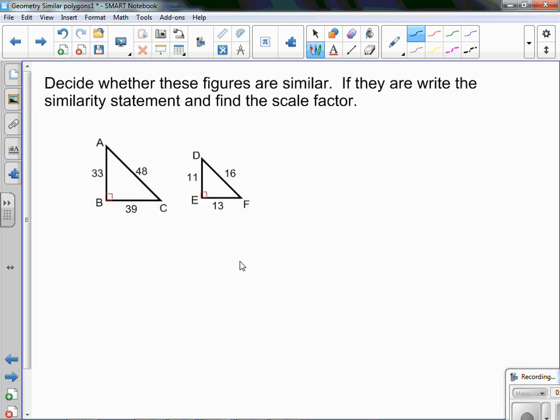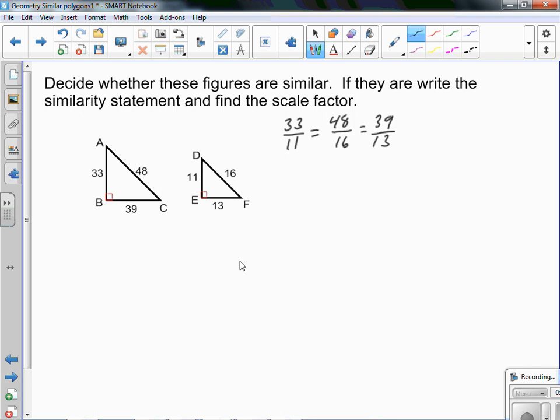So then this pair of figures: we decide whether these figures are similar. If they are, write the similarity statement and find the scale factor. So start building our ratios. So AB, which is 33, goes with which side? DE, which is 11. And that would need to be equal to AC, which is 48, over 16. And that would be equal to BC, which is 39, over EF, which is 13.